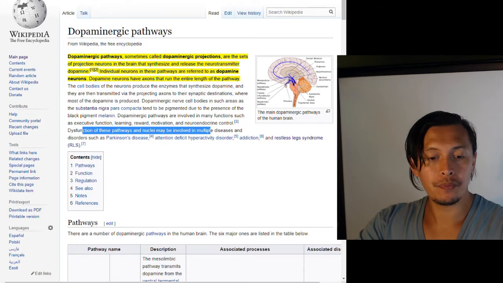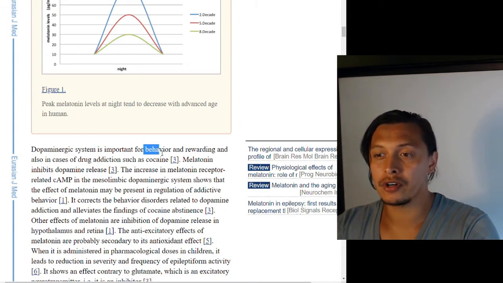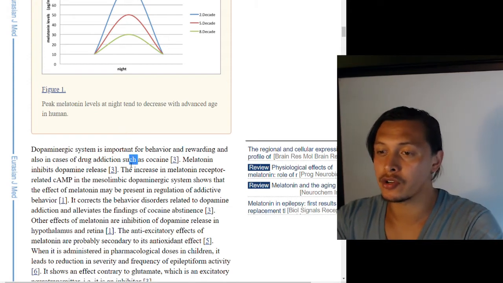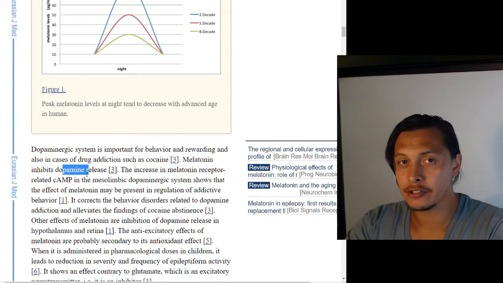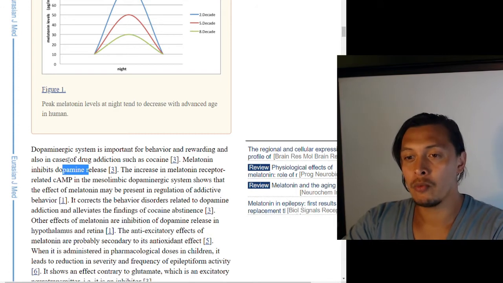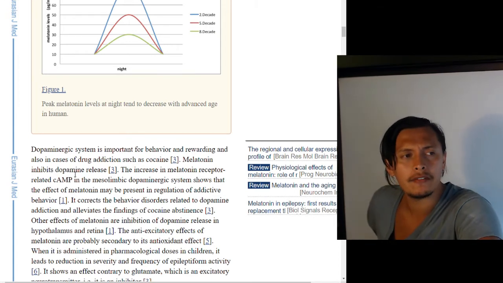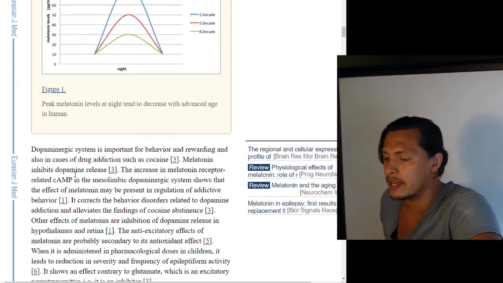Interesting. So, going back here, this dopaminergic system is important for behavior and reward, also in cases of drug addiction, such as cocaine. Melatonin inhibits dopamine release. Interesting. So melatonin will inhibit dopamine release. So you will have less dopamine released. Now let me think about that. If you have more melatonin, you will not release as much dopamine.